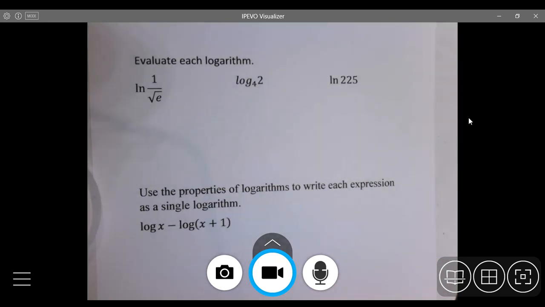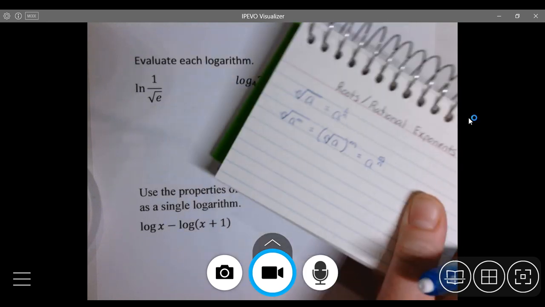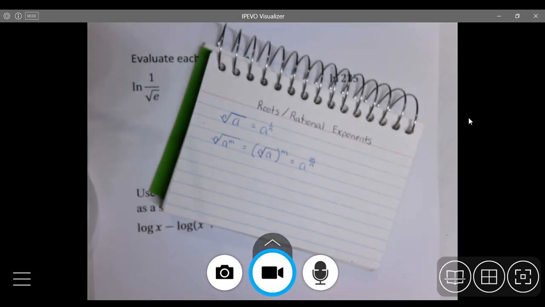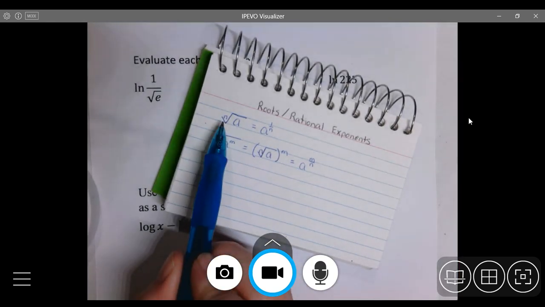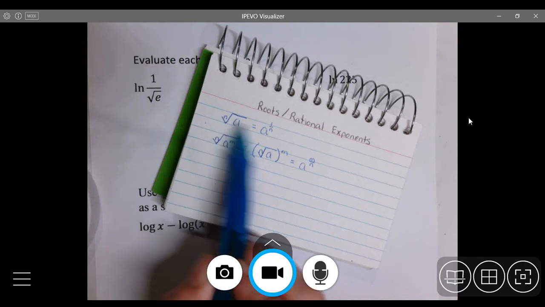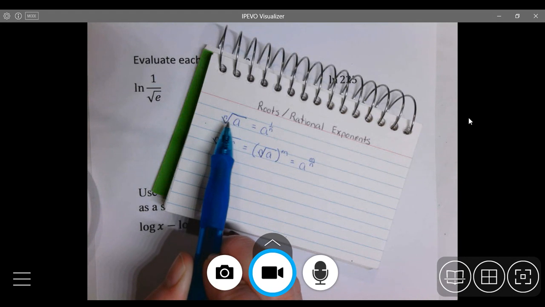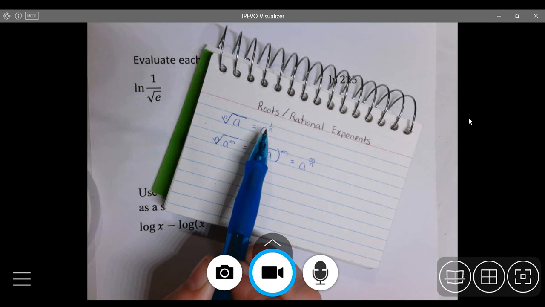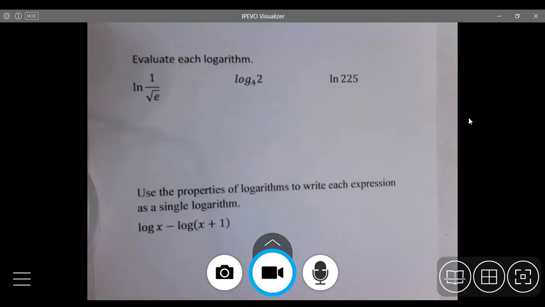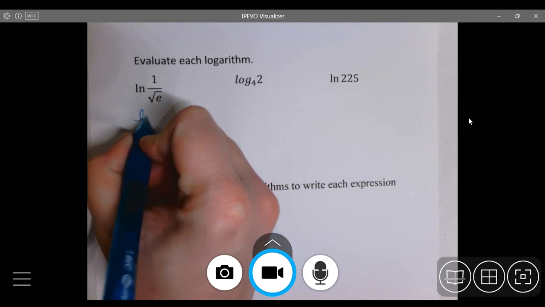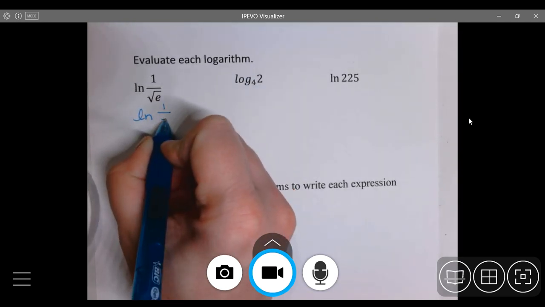The first thing I need to remind everybody is remember when you have a square root that can be written as an exponent. So a square root of e, so this is a set of note cards that I have with just some simple conversions. If you have a square root of something, the base of that rational exponent would be whatever's on the root. We call this the index, and the index of the root would be the denominator of that exponent. So with that in mind, we can think of this as ln of 1 over e to the 1/2.